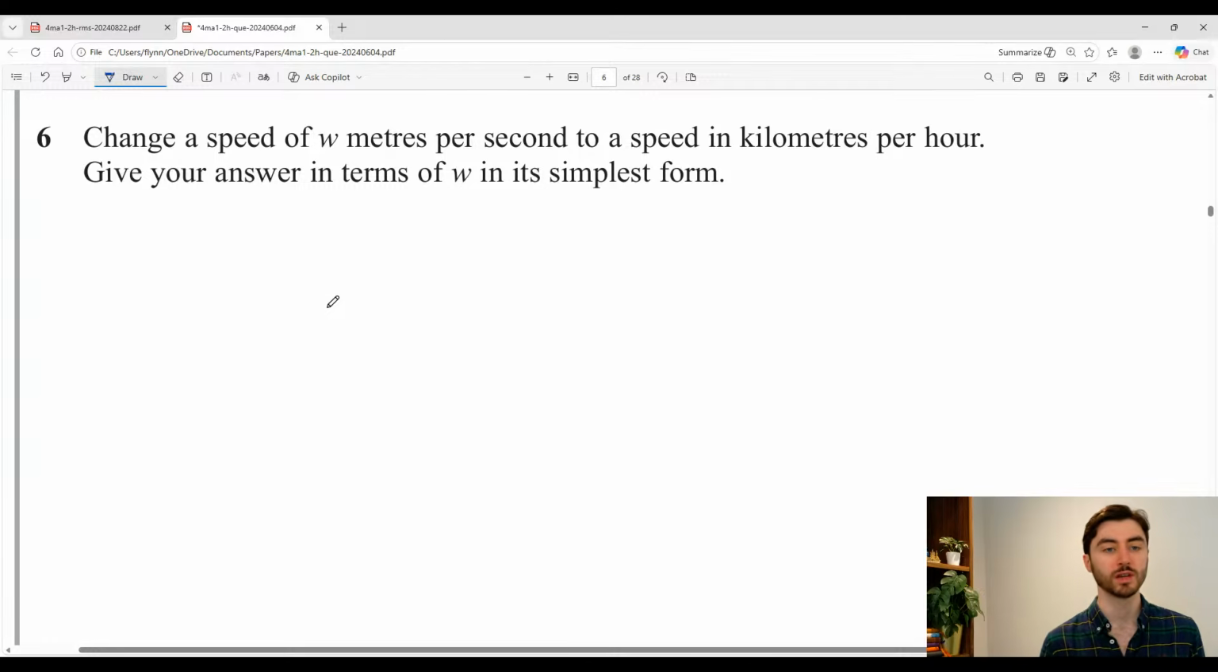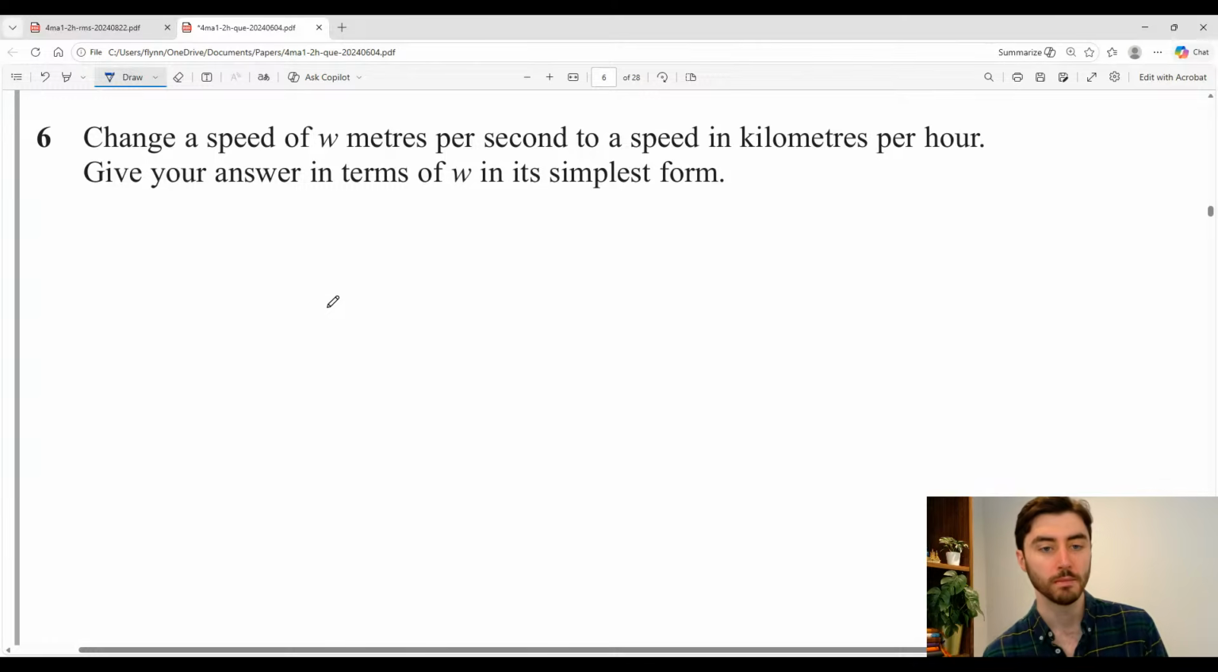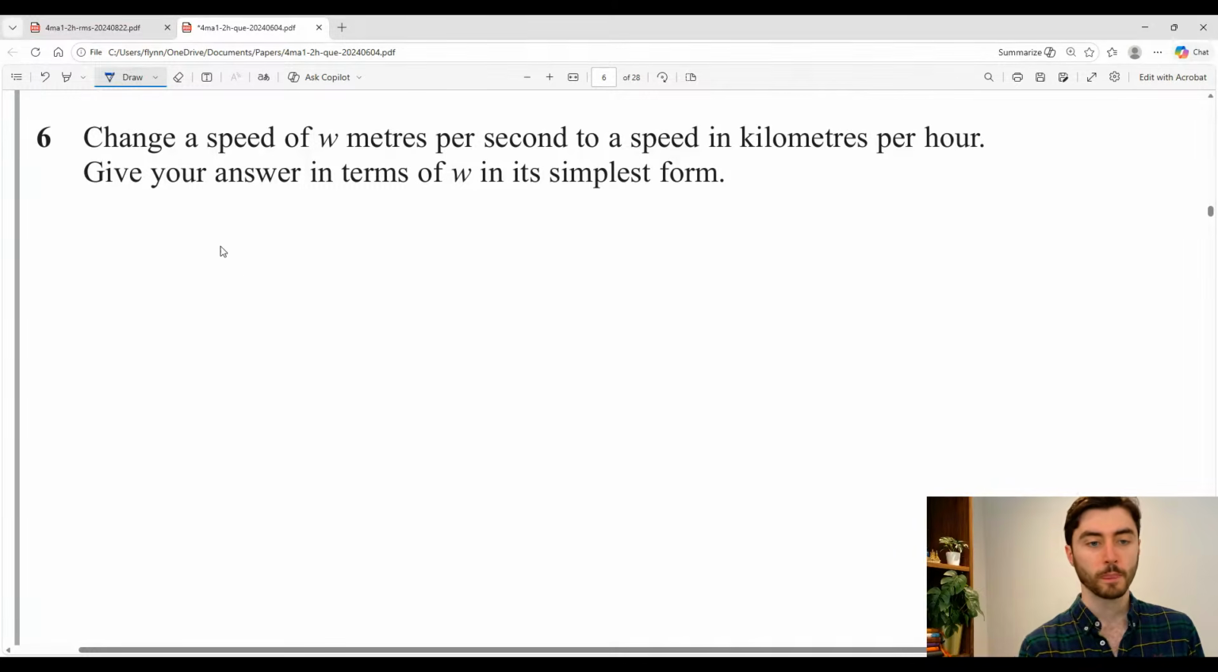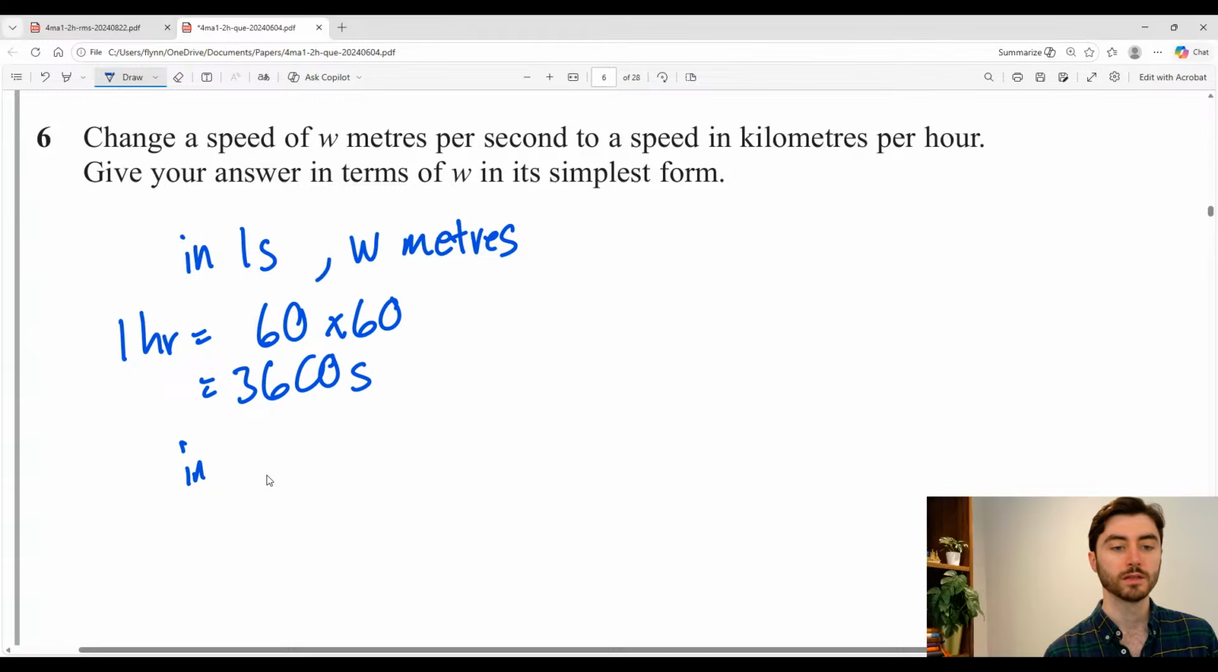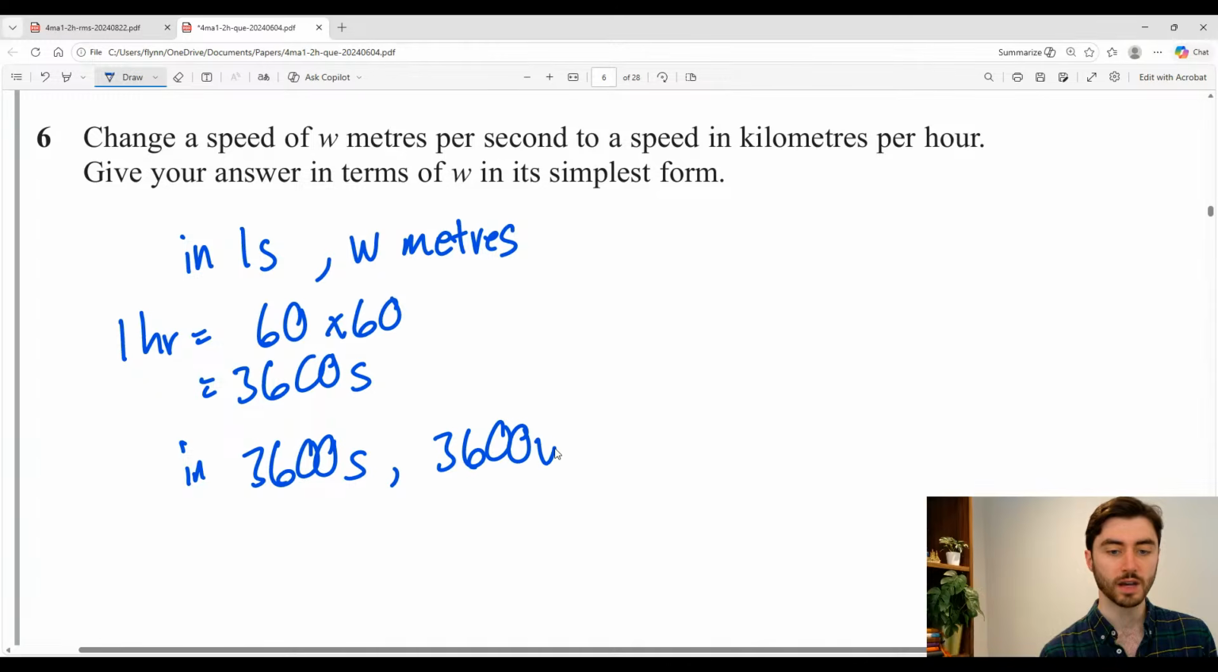Right, so change a speed of w meters per second into a speed in kilometers per hour. Okay. So we have w meters. So in 1 second, we have w meters. Now 1 hour is equal to 60 times 60, which is 3,600 seconds. So in 3,600 seconds, we have 3,600w meters.